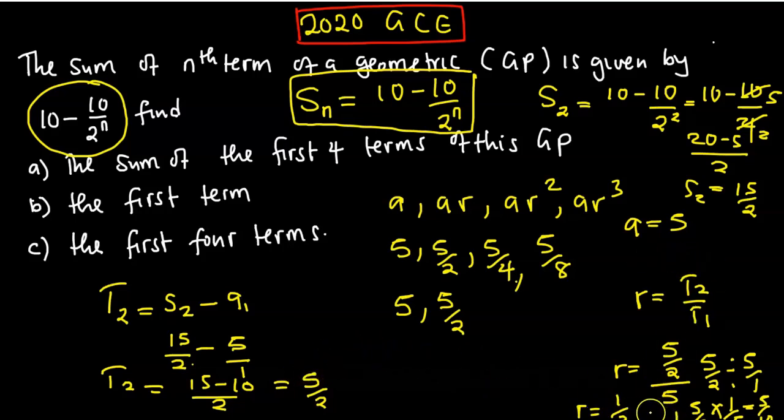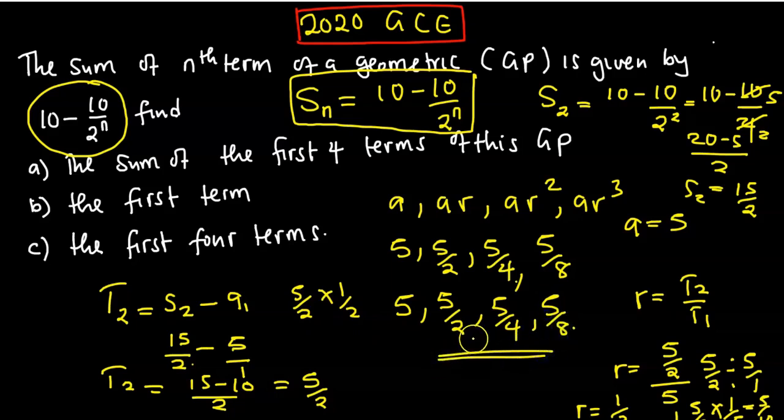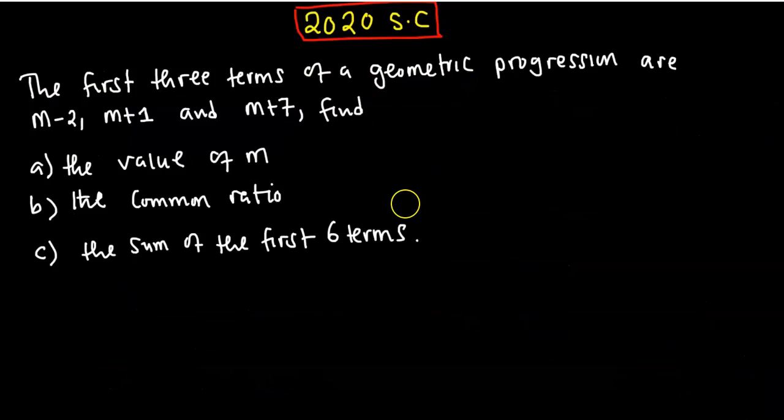So after finding R, you just multiply R by the second term to find the third one. 5 over 2 multiplied by 1 over 2 gives us 5 over 4. Let us multiply R again to get the next term. It gives us 5 over 8. So this is another way you can find it. I hope you understand.